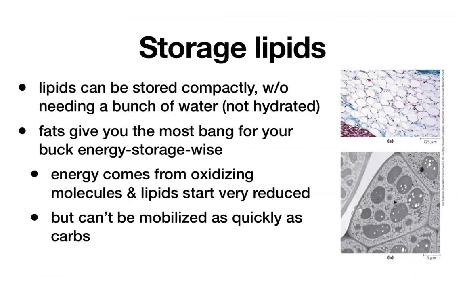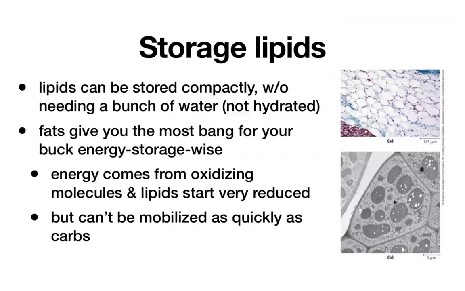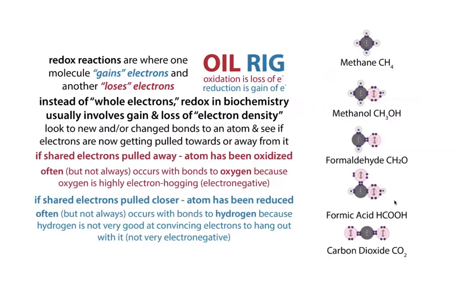They also give you the most bang for your buck in terms of energy storage. Basically, as we'll see when we talk about metabolism, the making and breaking of molecules, the way our body does this is that we take molecules that are really reduced and we oxidize them. Remember that oxidation means we're losing electrons. And if something loses electrons, those electrons have to go somewhere.